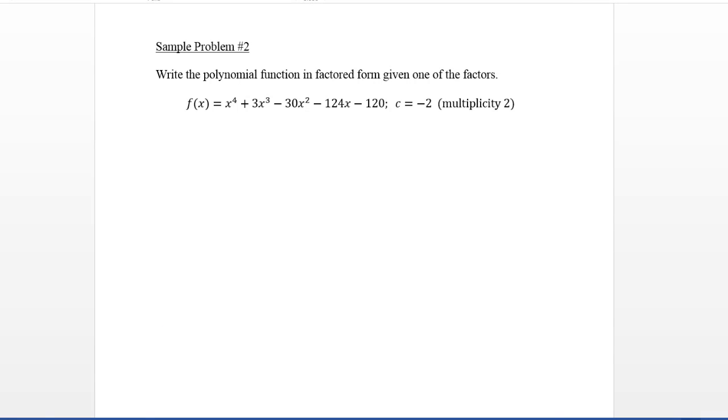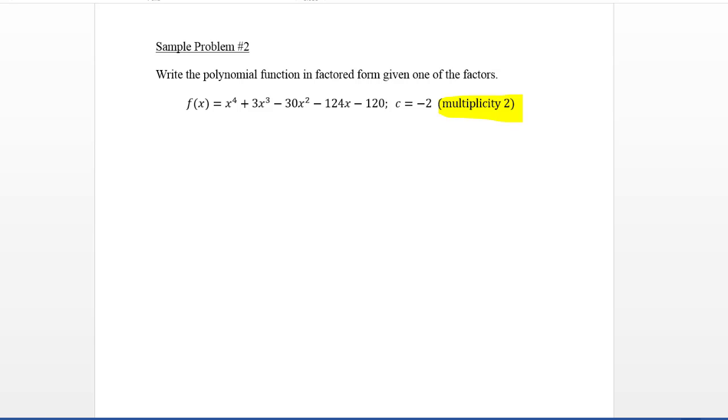Now, the first thing that you want to be aware of here is that they gave us a factor of -2, but they said that it had a multiplicity of 2. So what that's telling us is that we technically have a perfect square trinomial embedded in this thing, because we use c equals -2 twice. So we're going to use this 2 times in a row using synthetic division with c equals -2 2 times before we try to do any other factoring.